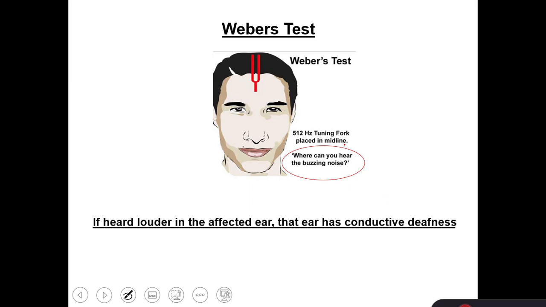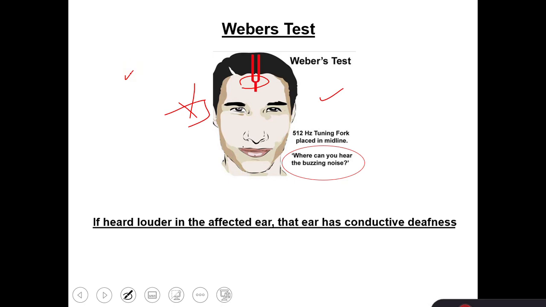The Weber's test can detect the conductive deafness. So if somebody comes to the clinic complaining that there is a hearing problem on one ear, suppose this ear here has a problem as the patient complains, then you put a vibrating fork here in the middle of the forehead. The normal response is that the person should feel and hear the vibration equally on both sides.